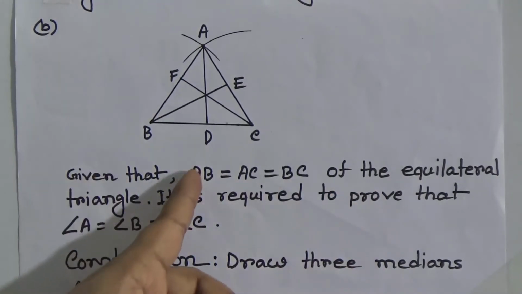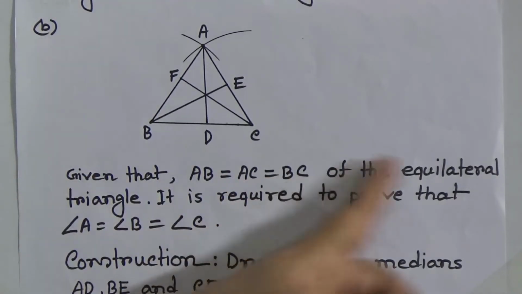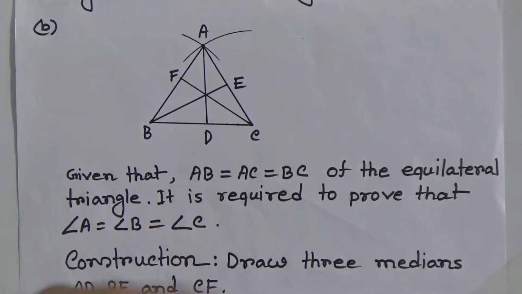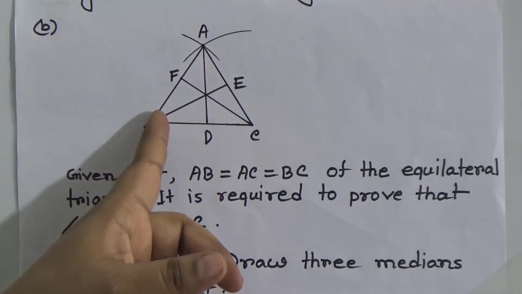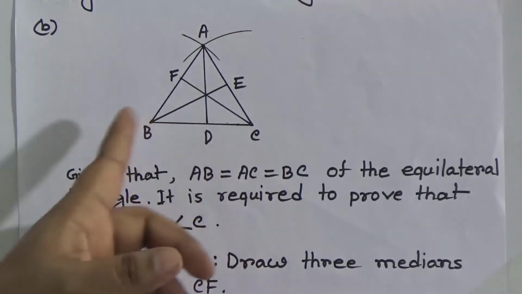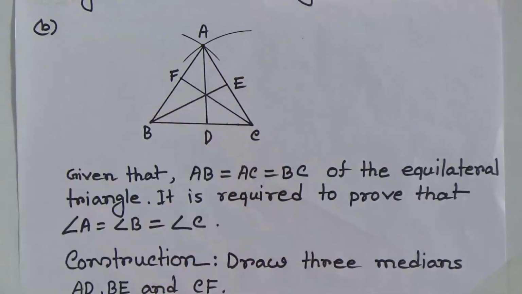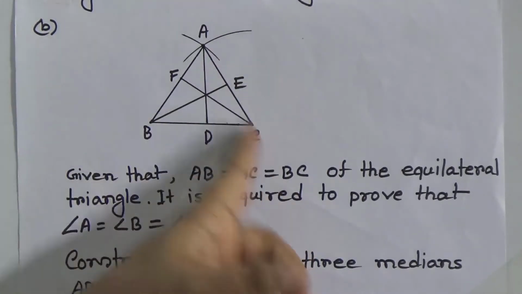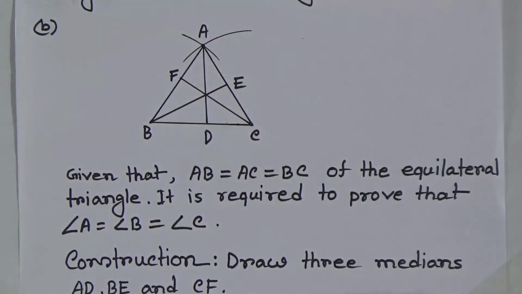That means given that AB equal AC equal BC of the equilateral triangle, it is required to prove that angle A equal angle B equal angle C. Okay. Construction. Draw the three medians. That means we draw median AD, median BE and median CF. I repeat. Now we draw three medians, median AD, median BE and median CF. I hope you have understood.